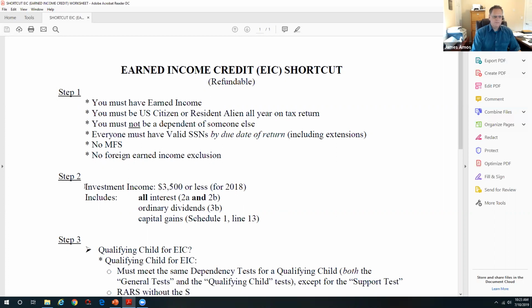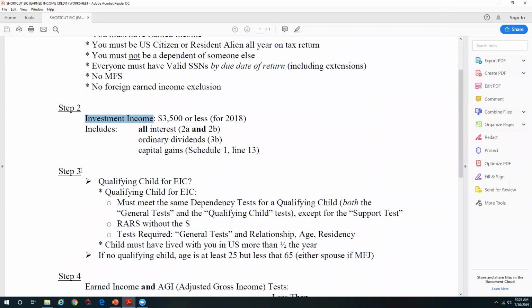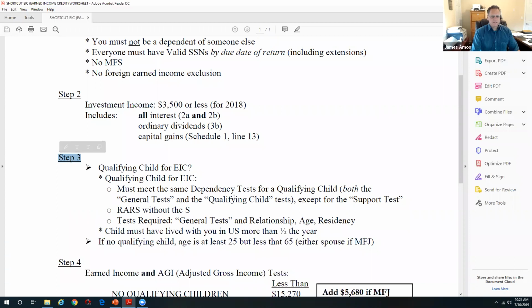Step two is making sure we meet the investment income rule. Now, step three is getting into specifics about whether, after you qualify through step one and step two, you qualify to get earned income credit. So you've got to ask the question at this point: do you have a qualifying child for EIC? If you do, then you have to meet these tests down here.